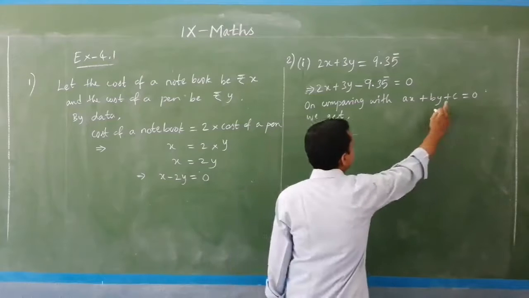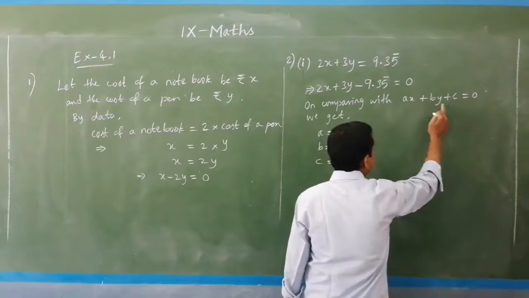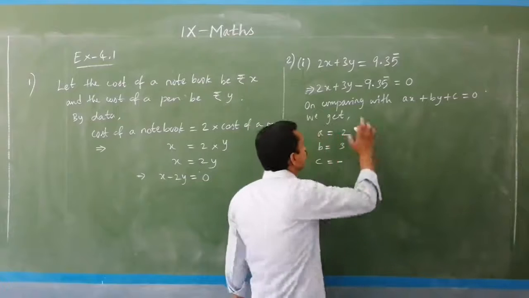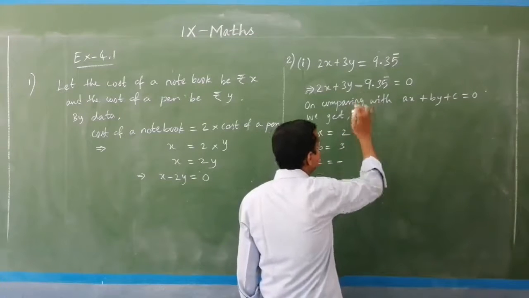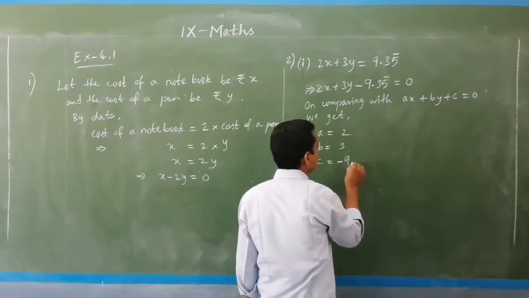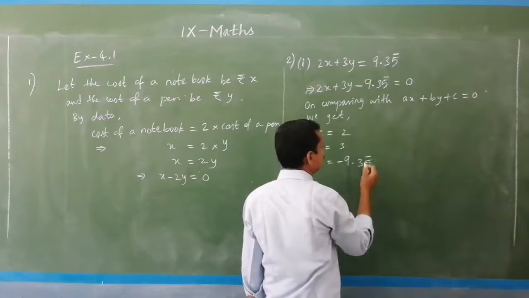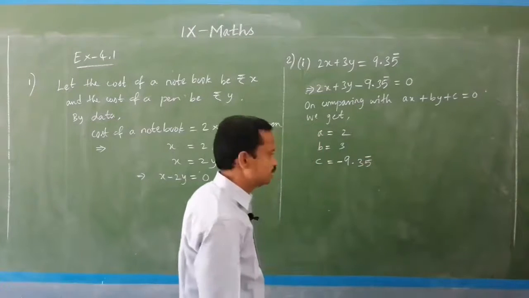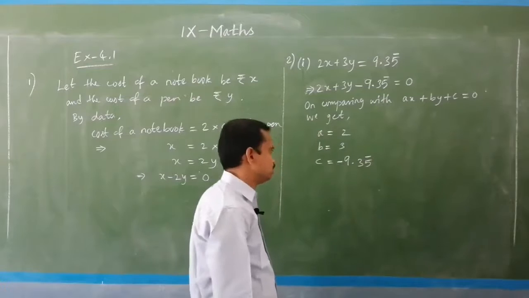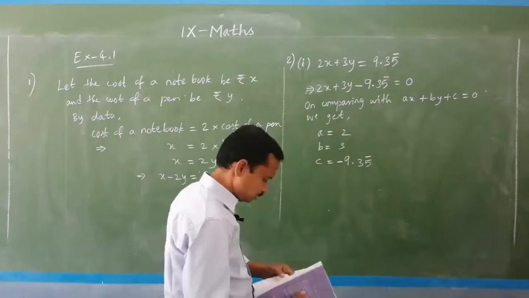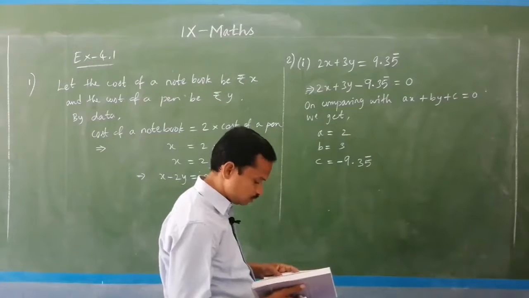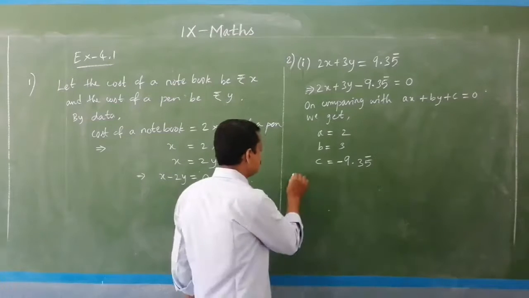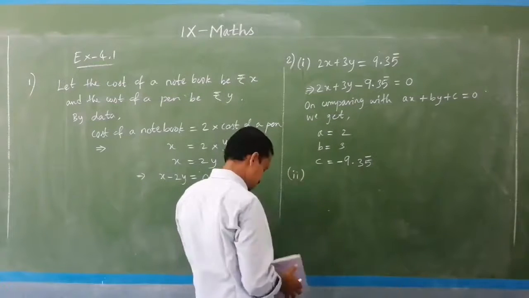It is plus C, in general form all the signs are plus, but if you find minus here, you have to put minus. So, C value is minus 9.35 bar. Like that the other options are there, and I will do a few more sums for your understanding.